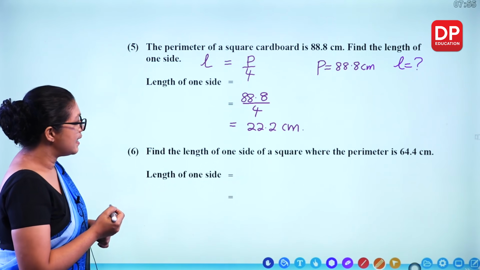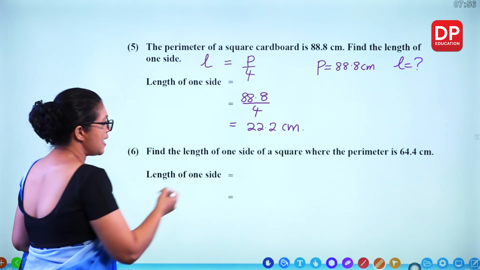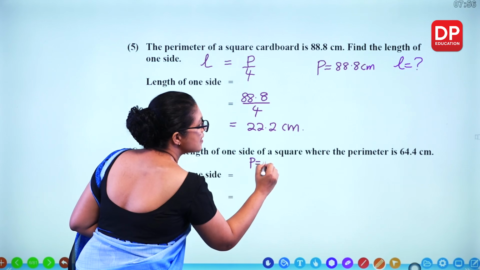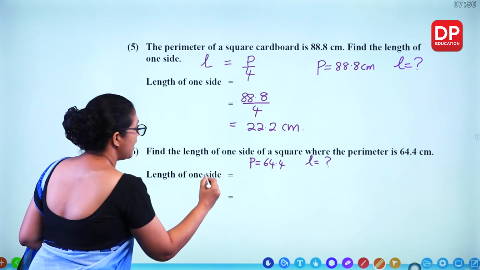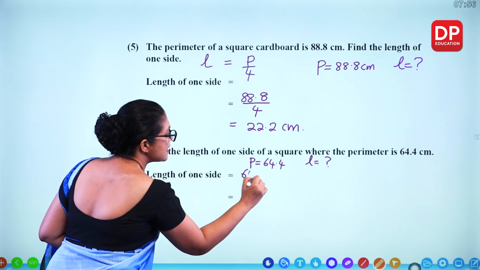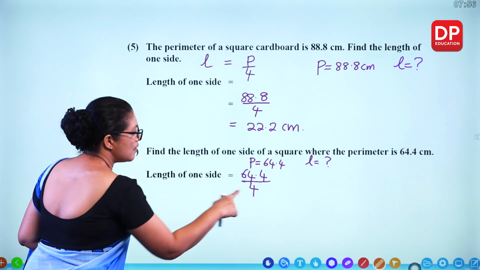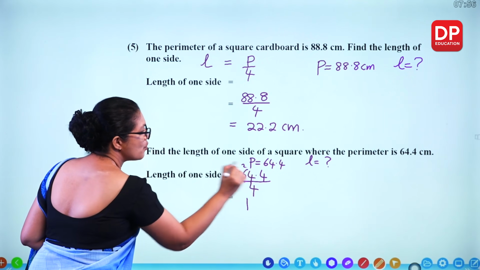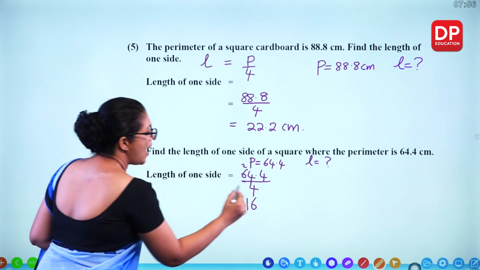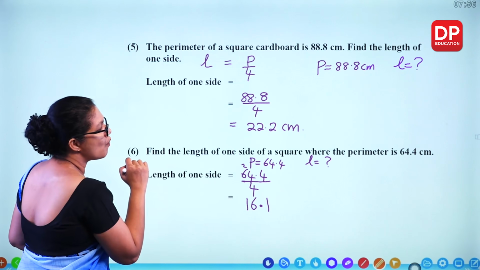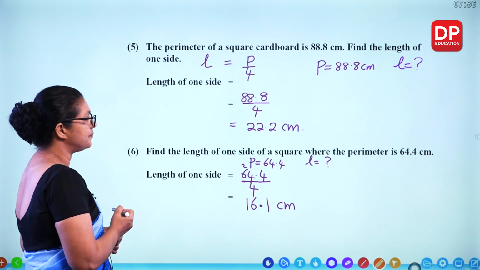Look at this one. Find the length of one side of a square where the perimeter is 64.4. Same thing. P is given, 64.4, and you are asked to find the length. So the length of one side is P, 64.4, divided by 4. How do you divide? 4 times 1 is 4. 2 remaining. For 24, that's 4 times 6, 24, and 4 times 1, 4. So you get this in centimeters.